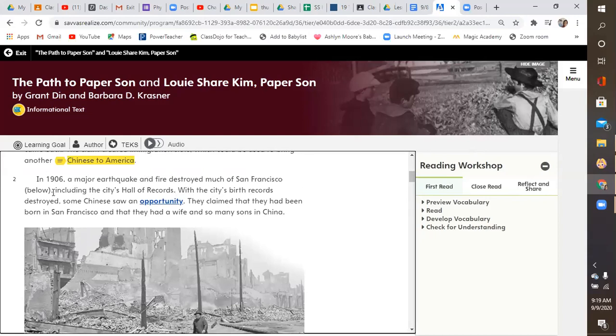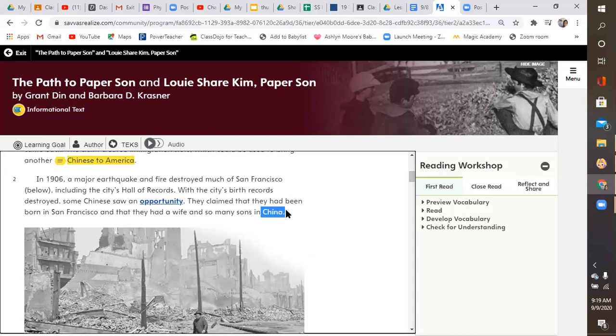So since I stopped in the middle of a sentence, I'm going to start over. I would never stop in the middle of a sentence and keep going. Readers don't want to do that. In 1906, a major earthquake and fire destroyed much of San Francisco, including the city's Hall of Records. With the city's birth records destroyed, some Chinese saw an opportunity. They claimed that they had been born in San Francisco and they had a wife and so many sons back in China. So again, who is doing what?